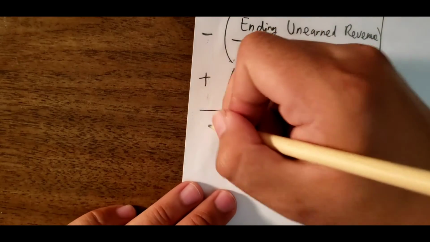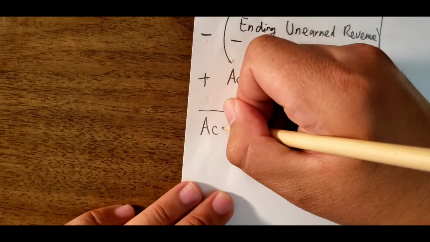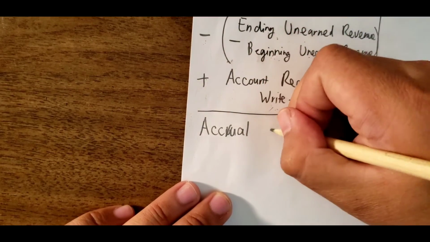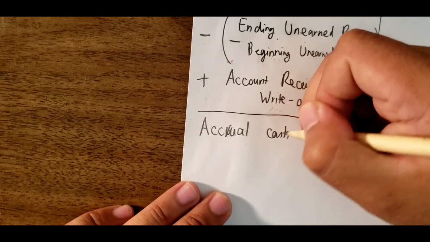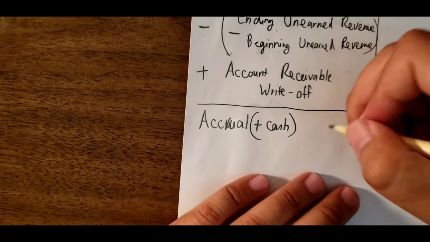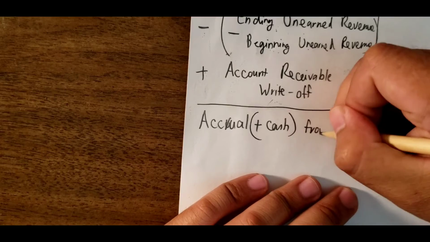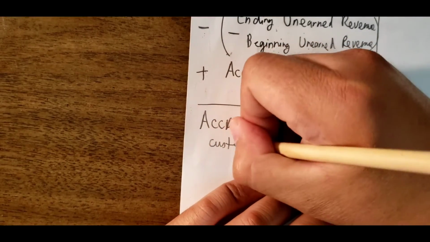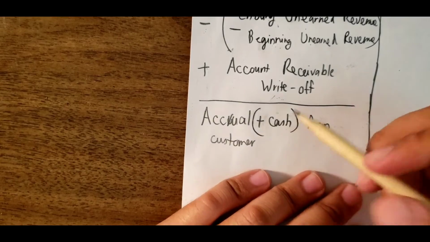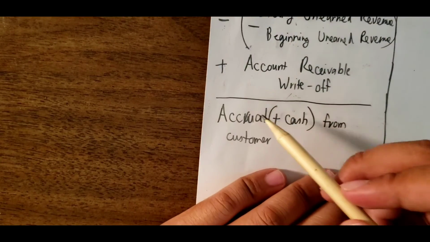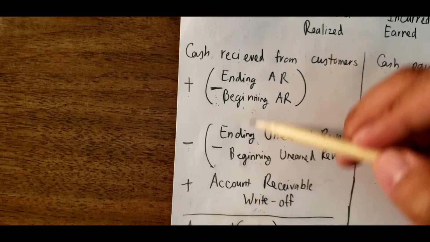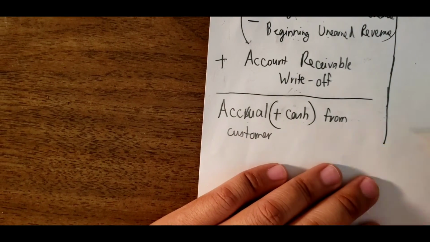So that we have accrual cash. Why do I need to put the plus cash? Because we have the cash in here and the accrual is about the total value in here, so that we have accrual from customer.